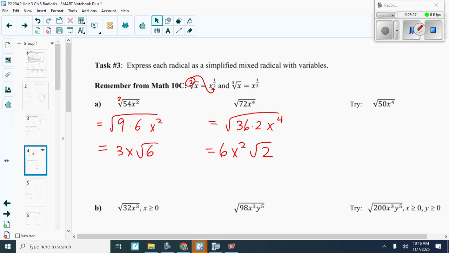Okay, if you feel like you're getting this, then go for square root of 50 times x to the power 4.